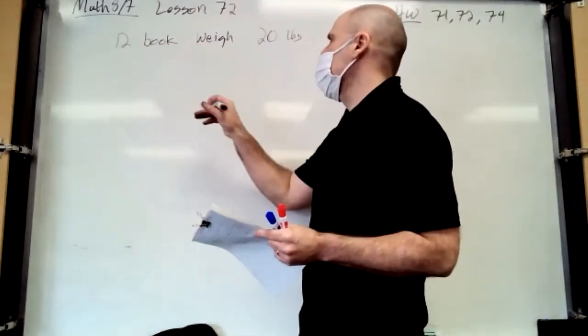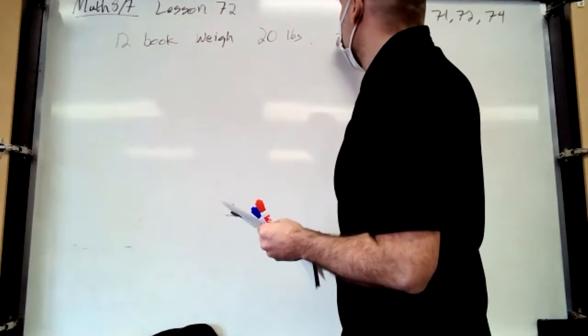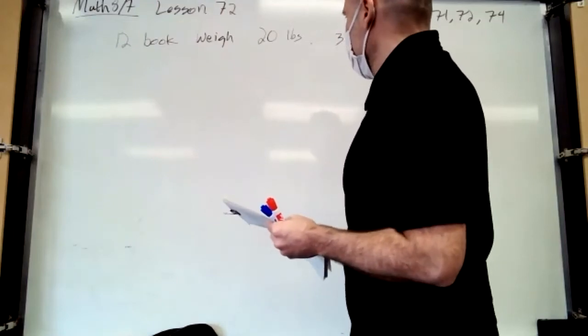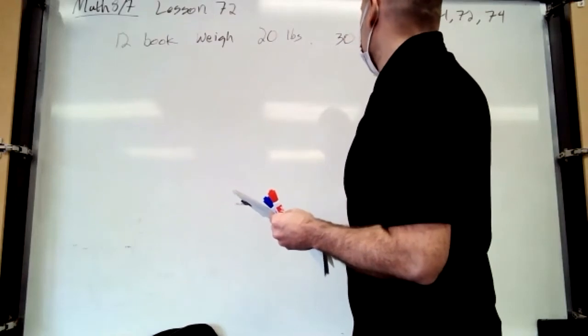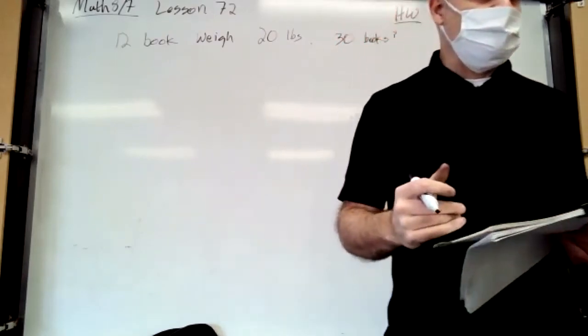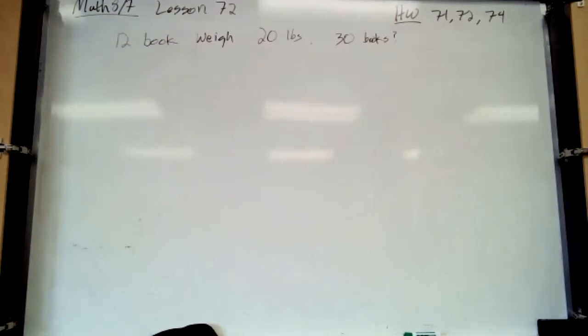I divided 12 by 20 to figure out how much one book weighs. Okay. And then I did that, how much one book weighs, times 30. Okay, that's right. Did you get an answer? No. That's okay. I looked at that, and that's what I thought. That would have been fast. Yes. Okay. So let's try that.